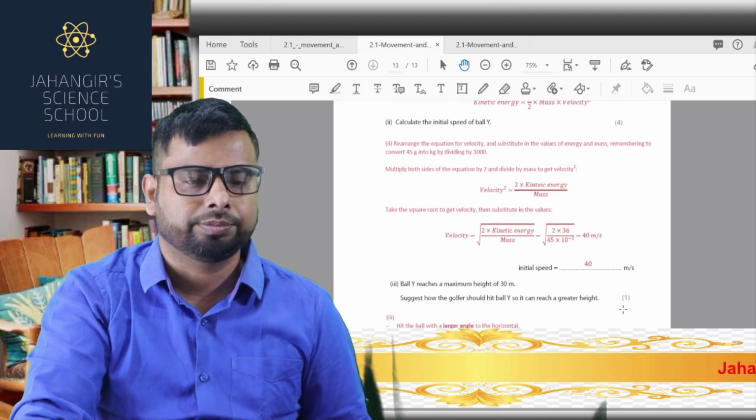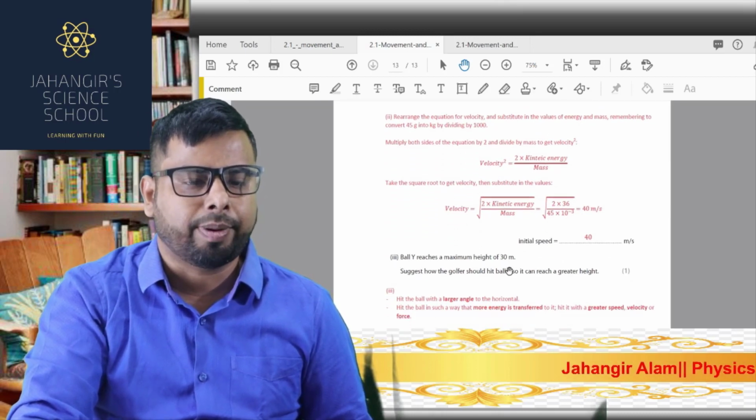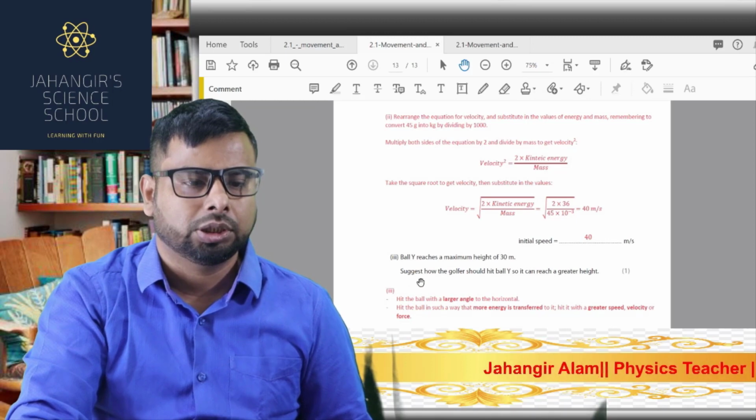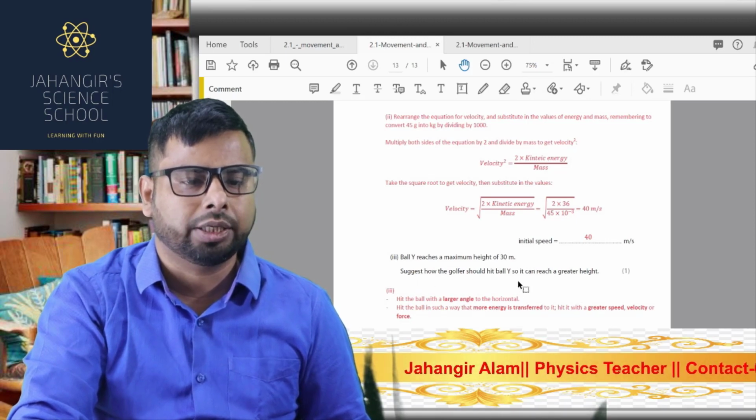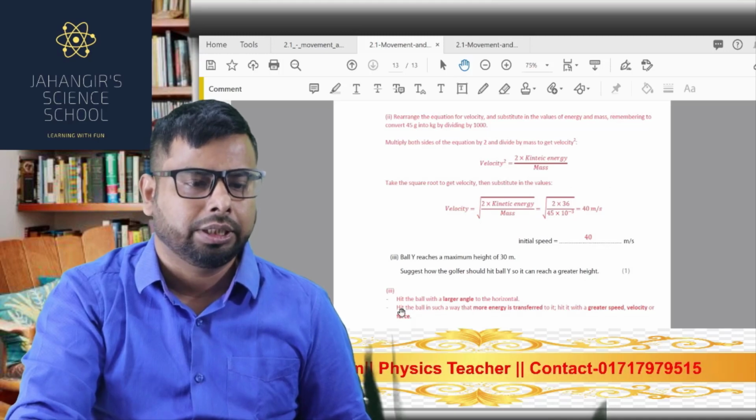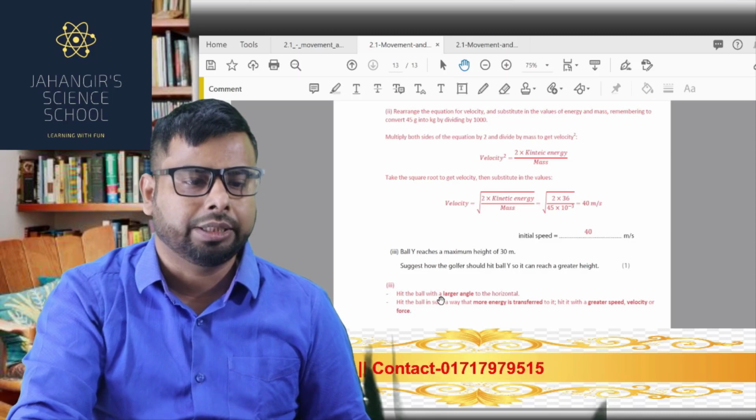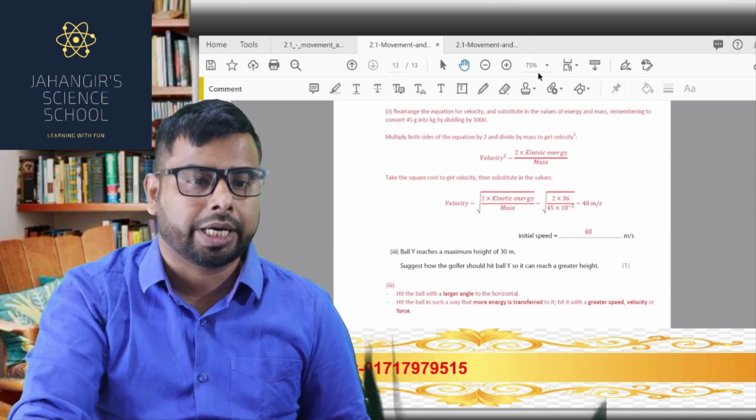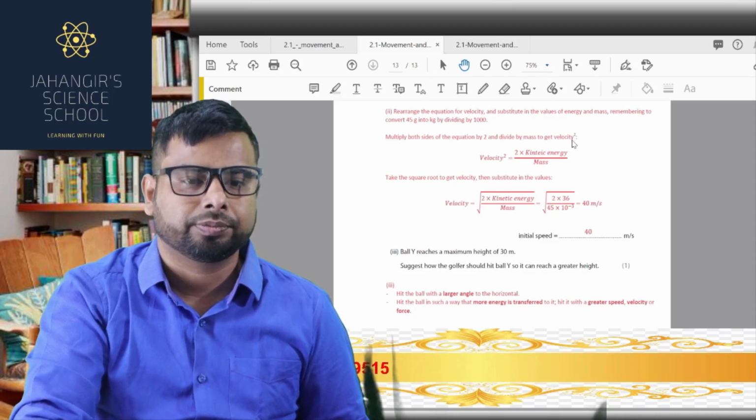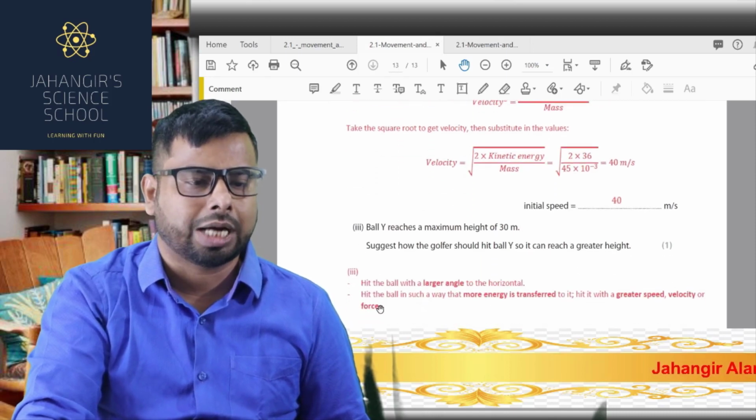Last question. Ball Y reaches a maximum height of 35 meter. Suggest how the golfer should hit the ball Y so it can reach a greater height. Hit the ball with a larger angle.